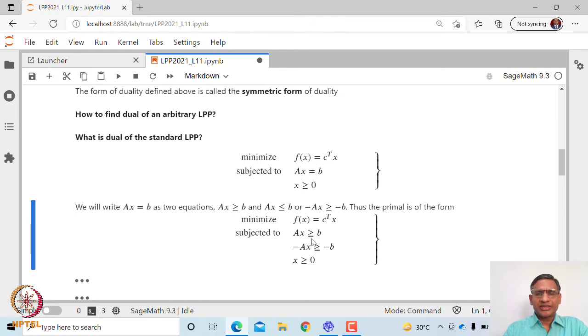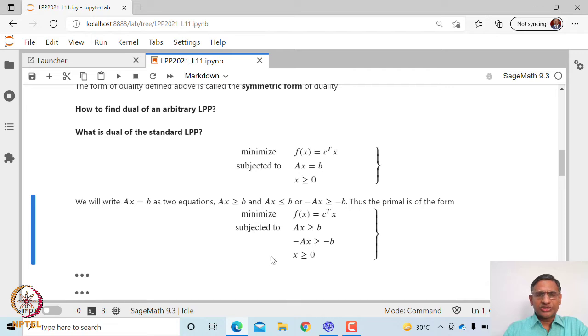So first we can write Ax greater than equal to b, and then the second constraint is Ax less than equal to b. Now Ax less than equal to b, we can multiply both sides by negative 1, and then it becomes minus Ax greater than equal to minus b. Therefore now you have the problem which is minimize c transpose x subject to Ax greater than equal to b and minus Ax greater than equal to minus b. So you have got two sets of constraints.